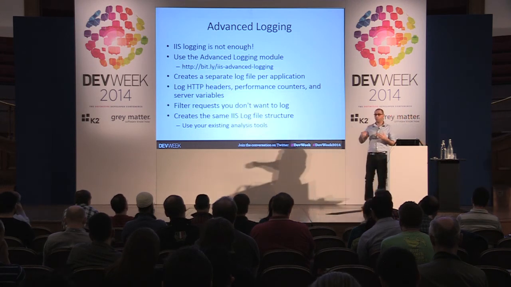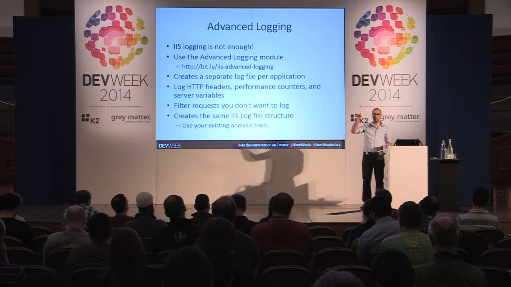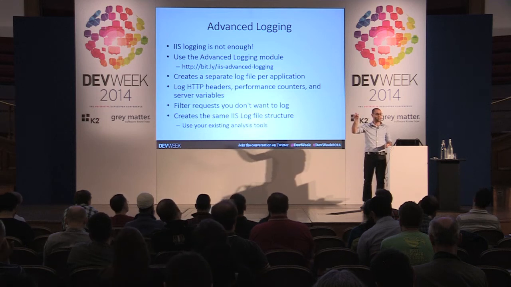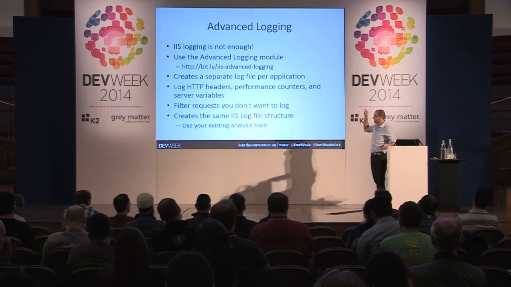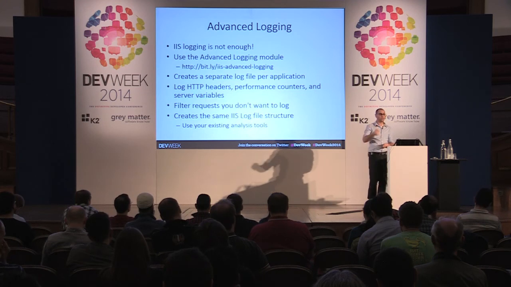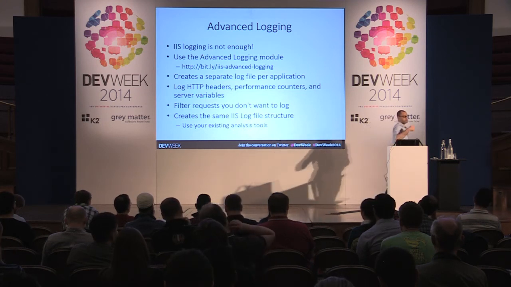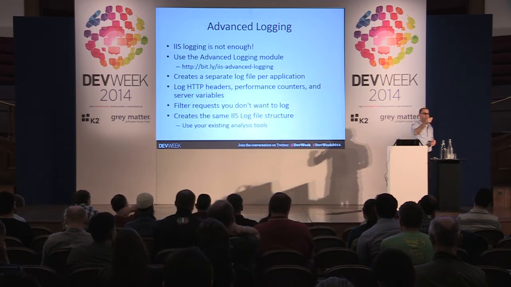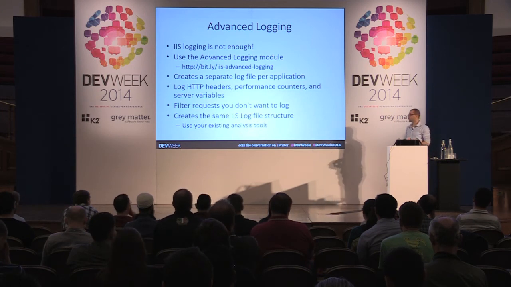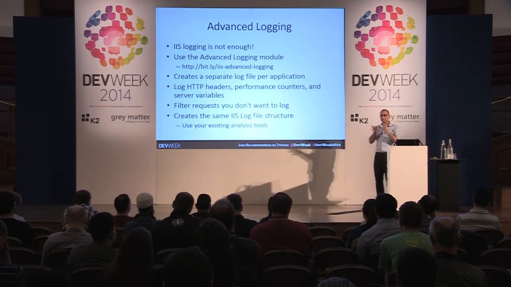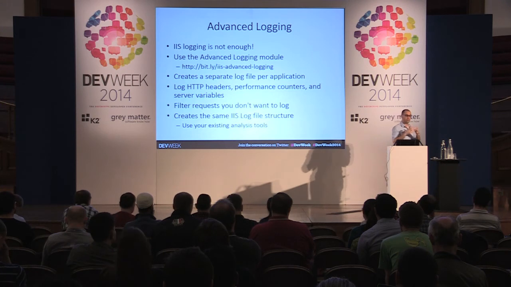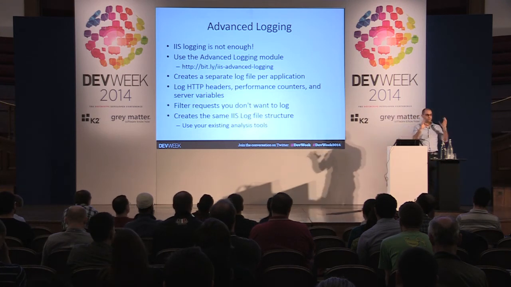You can't tell it, well, for that request, for example, a heartbeat request I have from my load balancer, don't log it because it happens every half a second. With advanced logging, I can add filters to instruct IIS, don't log that request. I don't want to see that information. But basically, the end result of advanced logging is the same CSV format of IIS logs.